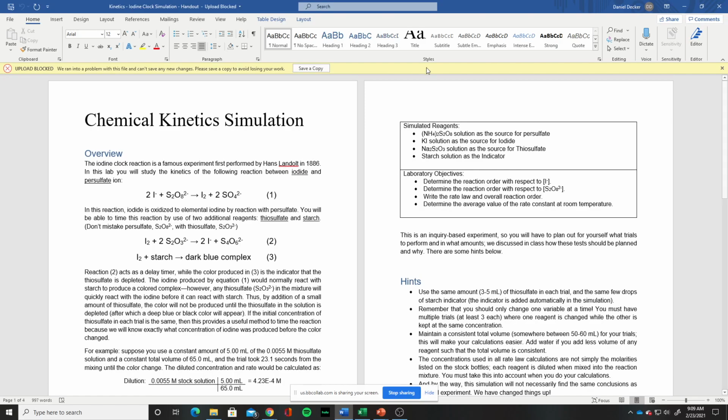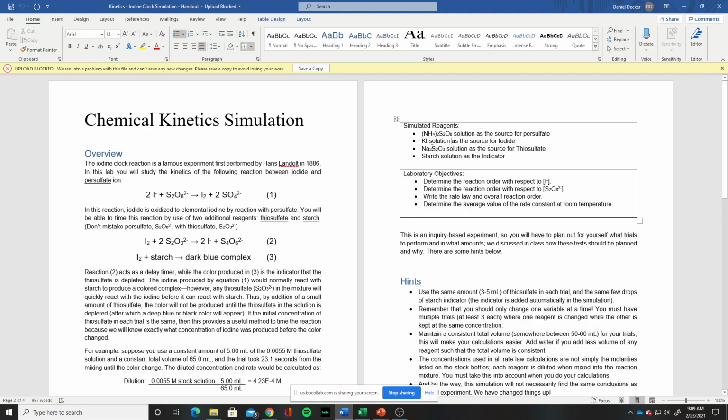So, in this lab here, the things that you're going to be working with, the simulated stuff that you can mess around with, is the persulfate, which is ammonium persulfate. We don't really care about the ammonium though, it's just there as a counter ion, it doesn't really do anything. We have KI, potassium iodide, that is our source for the iodide, and just like the ammonium, we don't care about the potassium, it's just there as a counter ion. It's going to disappear essentially.